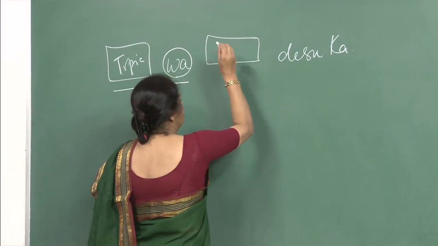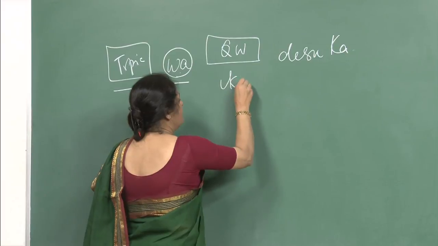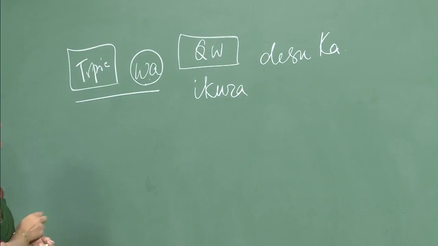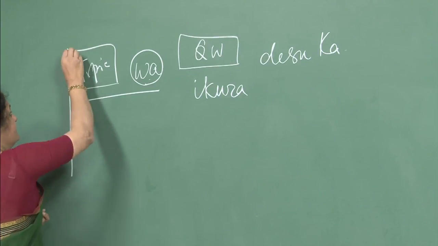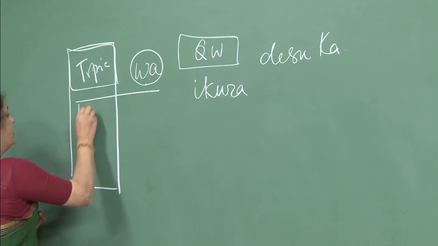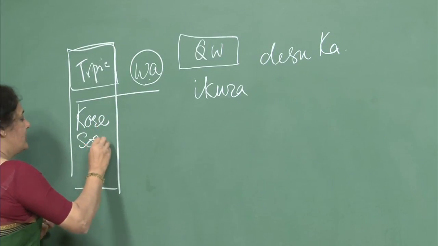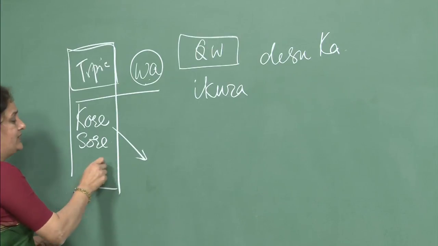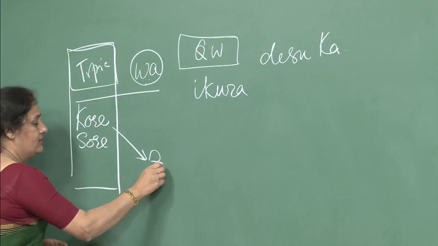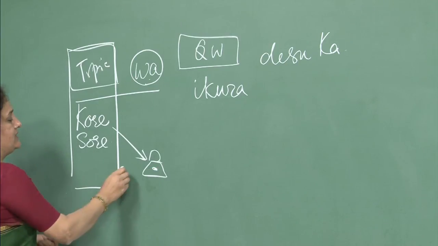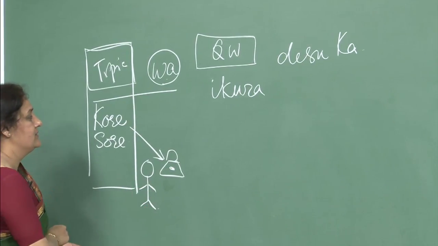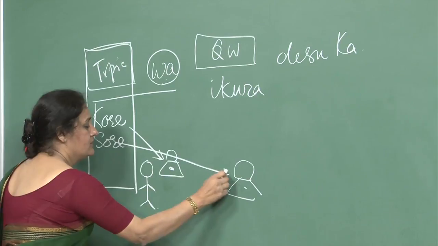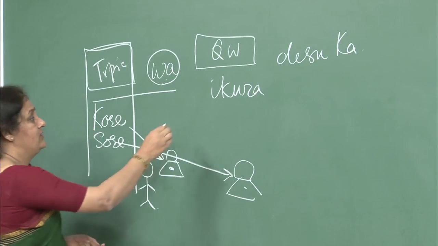Now this is an interrogative word, a question word, ikura. Now you will notice the pattern, as I told you earlier, does not change at all. It remains the same. Topic could be anything. Over here we are doing kore and sore. Kore wa ikura desu ka? Kore is actually pointing at something and saying what is this. Sore wa ikura desu ka? So ikura is how much.